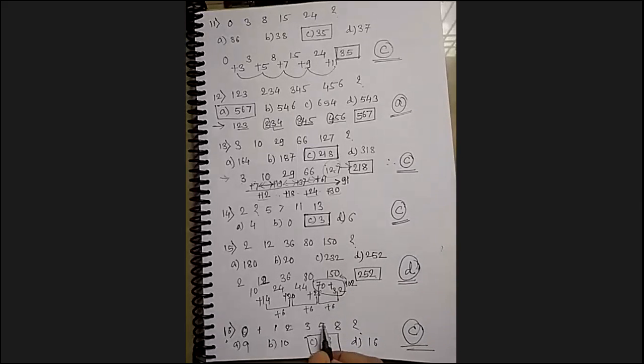So 0 plus 1 is 1. 1 plus 1 is 2. 2 plus 1 is 3. 3 plus 2 is 5. 5 plus 3 is 8. 8 plus 5 is 13. So this is 13. Right? And therefore your option C is there.